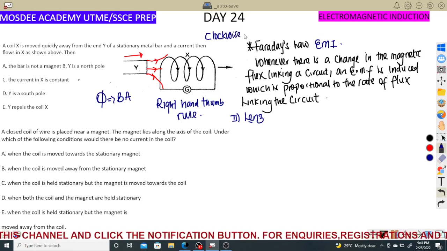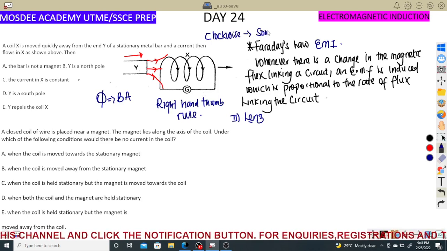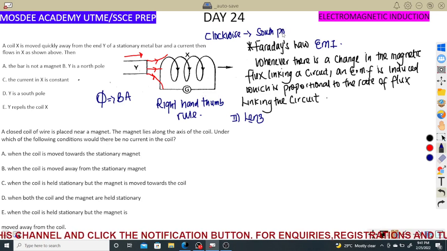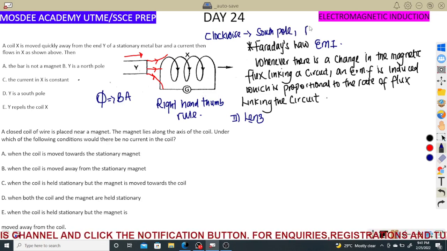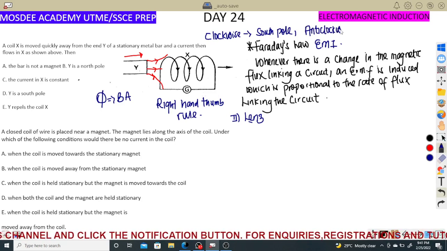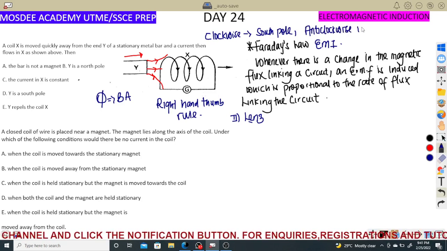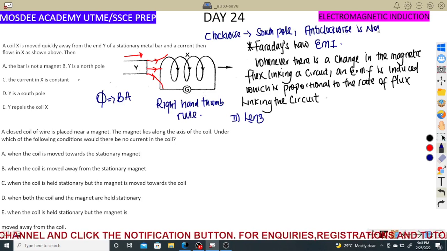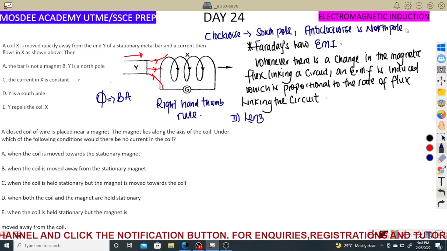Clockwise is south pole, whereby anti-clockwise is north. That is what we are talking about now.